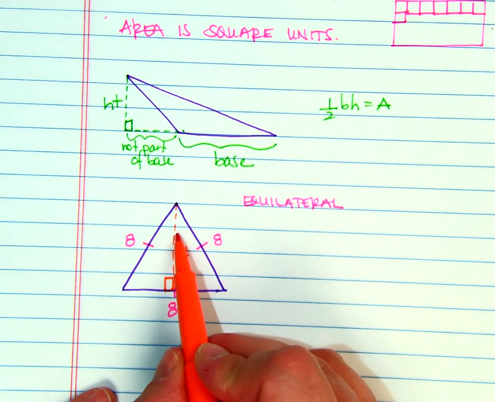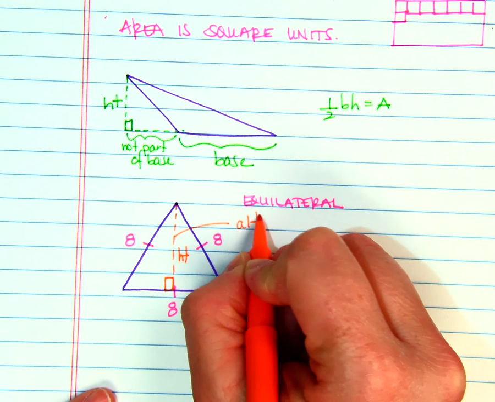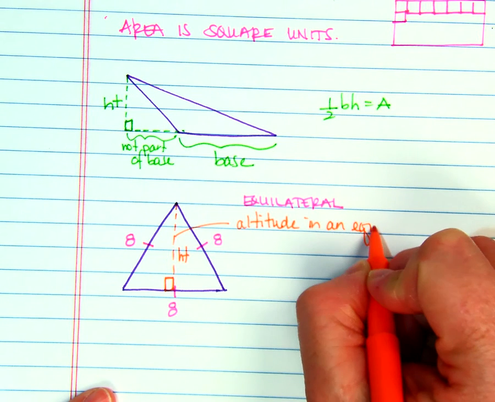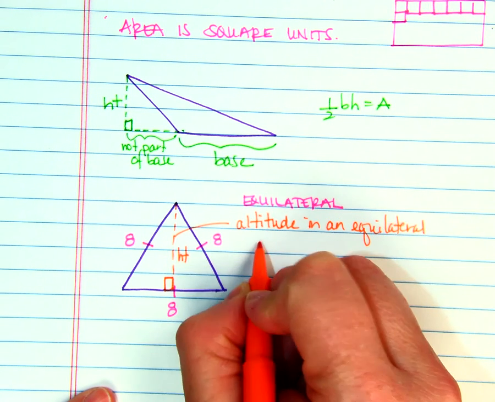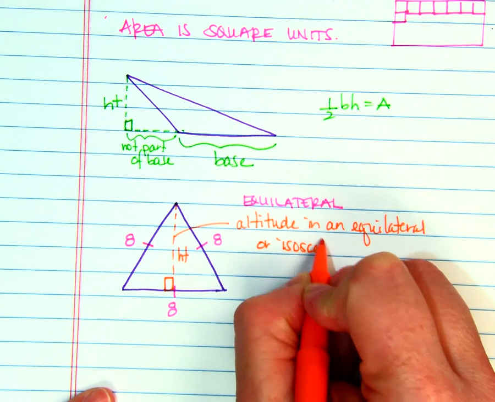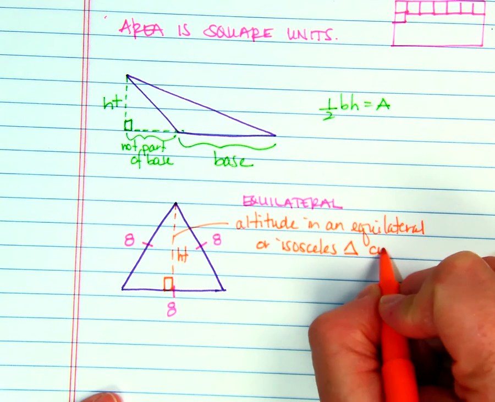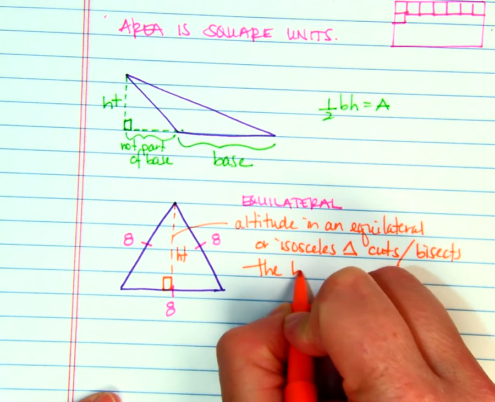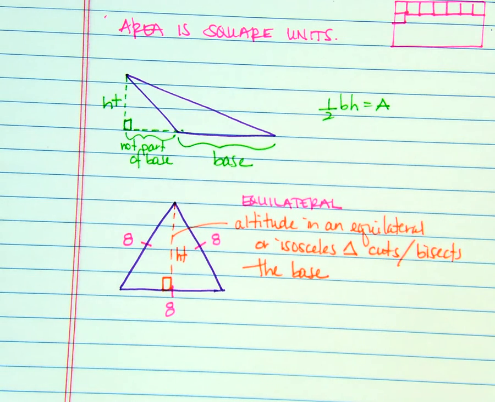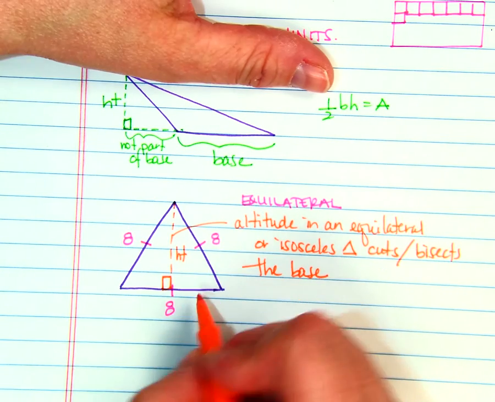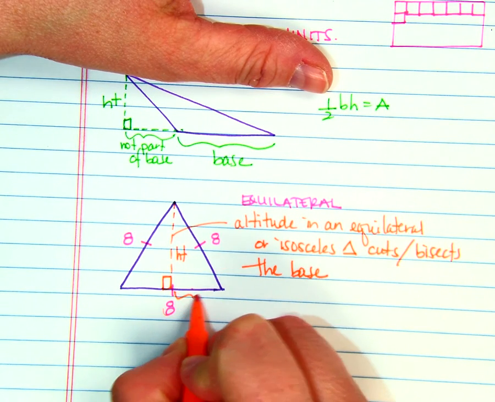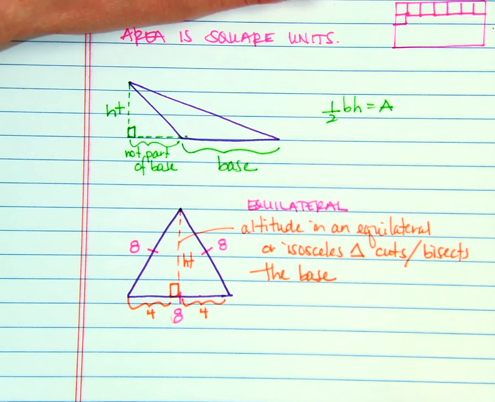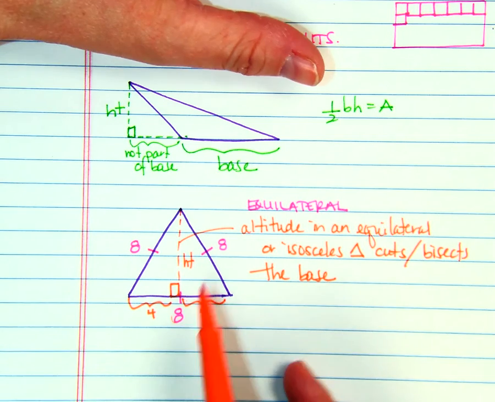What you need to know is that this is also called the altitude. So the altitude in an equilateral or isosceles triangle cuts, or bisects, the base. So in other words, if it bisects, it's cutting it into 2 equal parts. So if this whole thing is 8, that means this little piece is 4, and that little piece is 4. So that might be something that you're going to need to know for what we are doing.